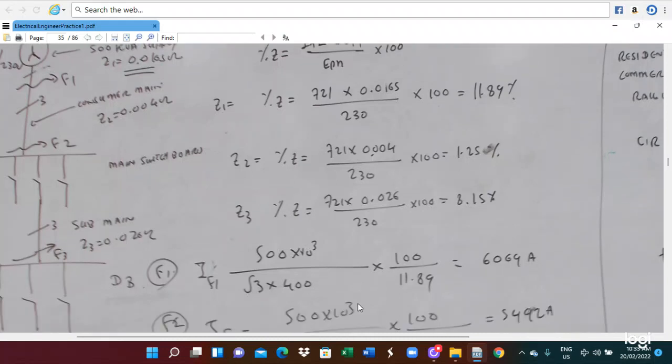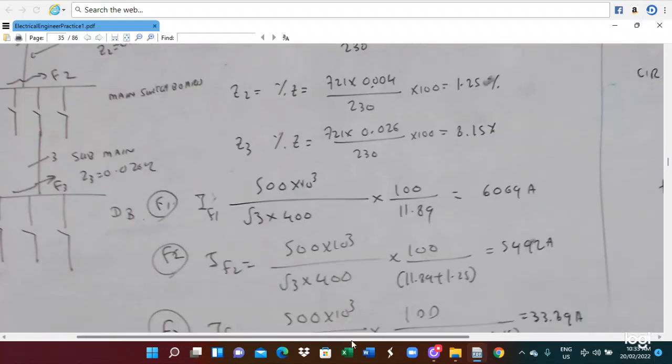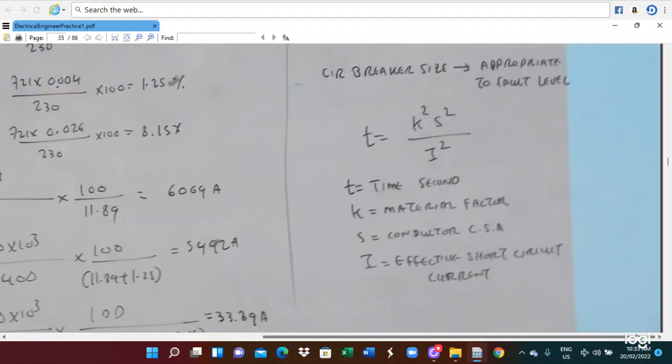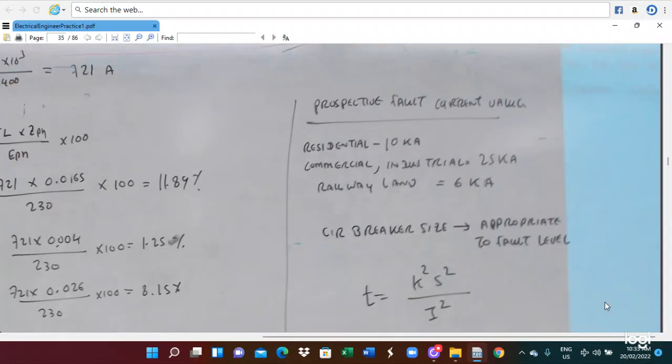So this is for this program. You can look at this program and then you can see it. Another thing is the prospective fault current value.